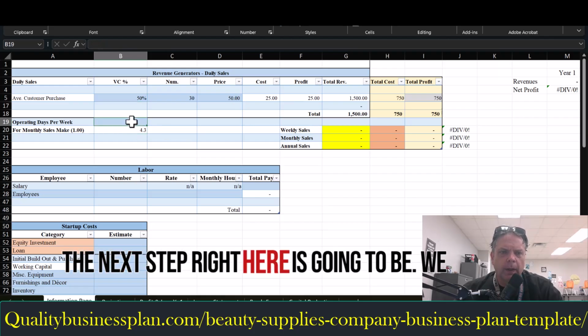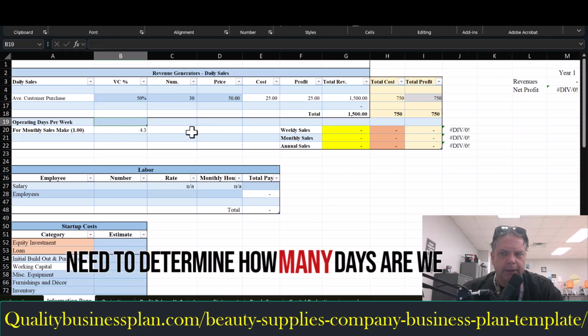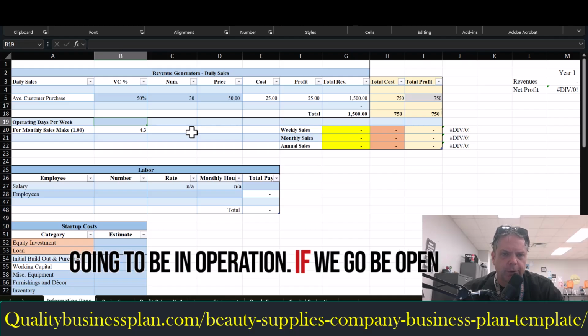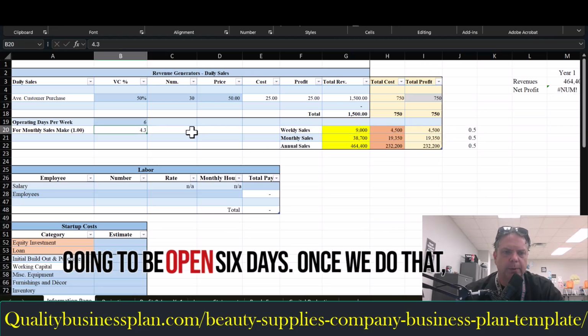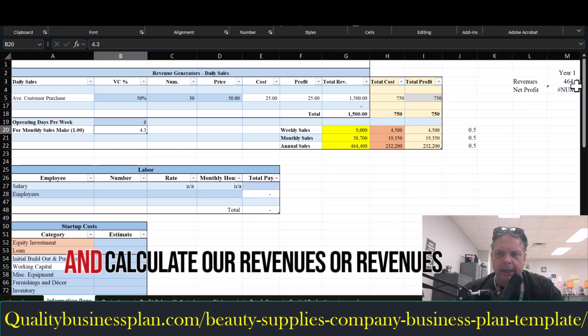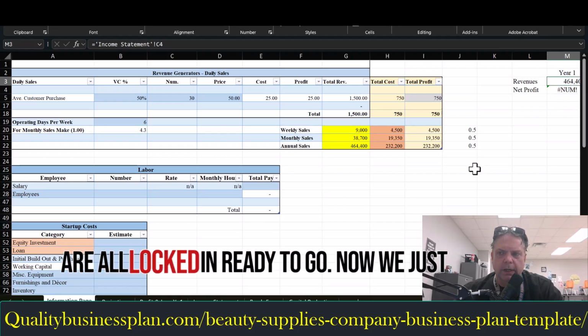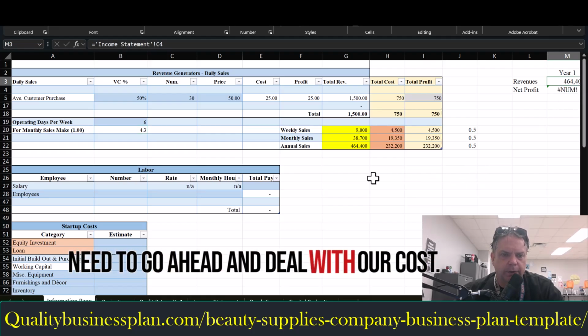The next step right here is we need to determine how many days we're going to be in operations. Are we going to be open 7 days? Are we going to be open 6 days? And for this particular situation, we're going to go ahead and say we're going to be open 6 days. Once we do that, our financial model is going to calculate our revenues. So our revenues are all locked in, ready to go. Now we just need to go ahead and deal with our cost.